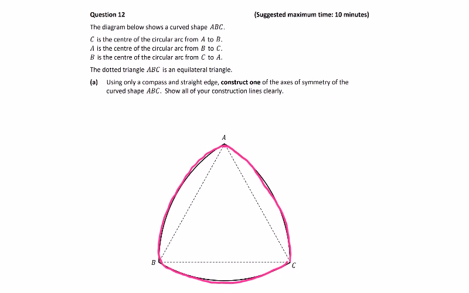And we have an equilateral triangle. And we're using a compass and a straight edge to construct one. There's a few axes of symmetry. So if we imagine a line straight down, that will be an axis of symmetry.